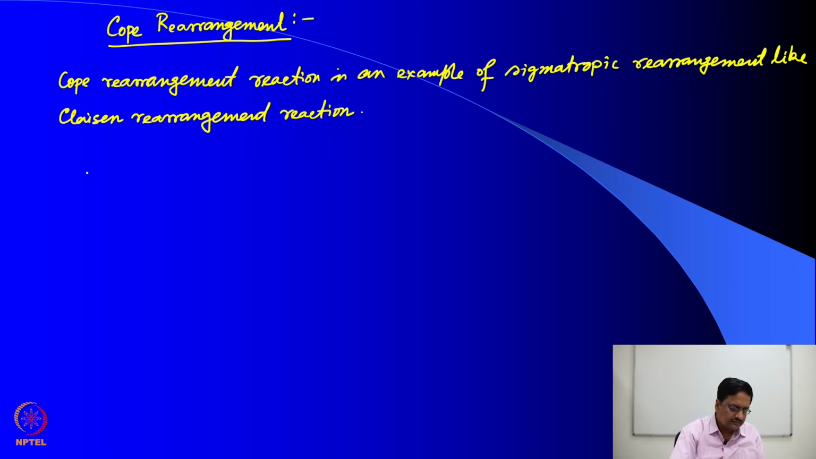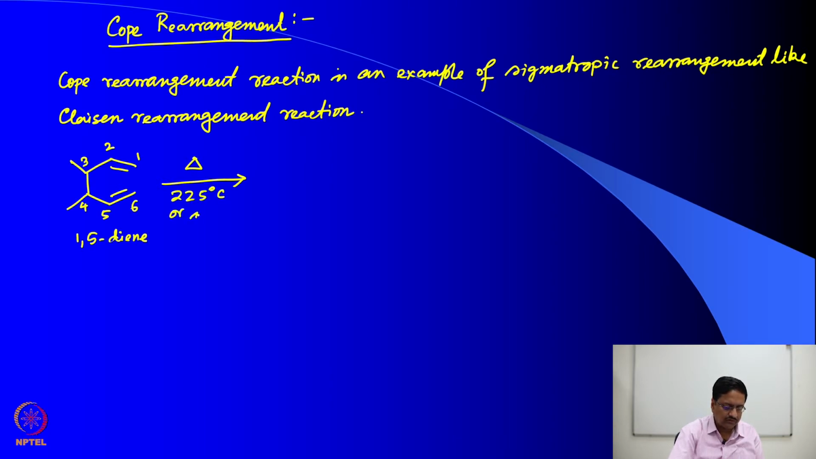So, here in this reaction, if you have a compound which has two double bonds at a far distance like this, with the double bonds at positions 1, 2, 3, 4, 5, 6, so it is a 1,5-diene. When this compound is heated alone at 225 degrees centigrade or in a solvent, this bond gets rearranged and a few bond making and bond breaking processes take place simultaneously.